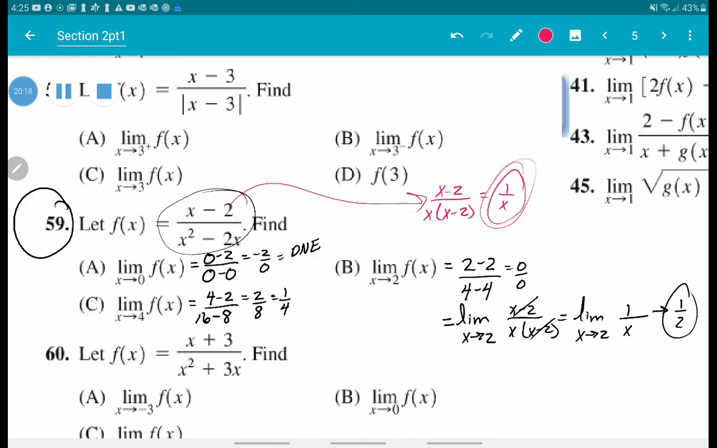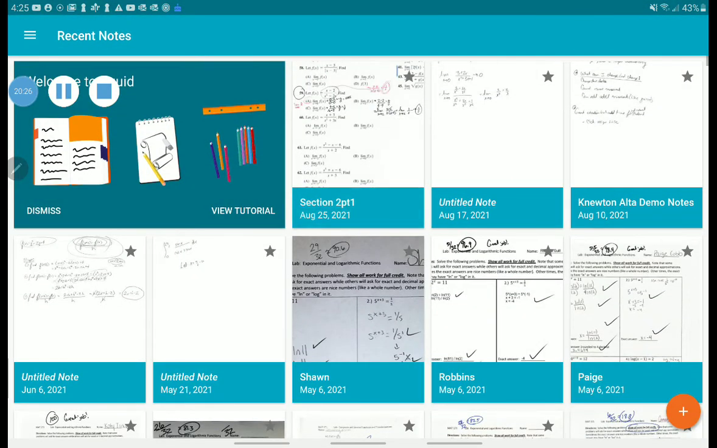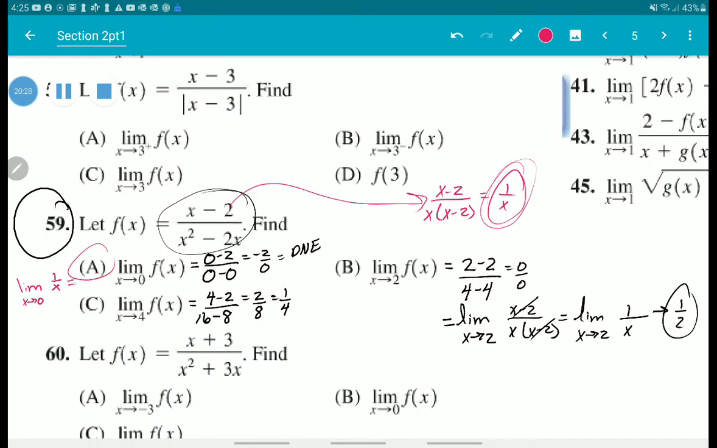So if we were to use this 1 over x here for part A, we could take the limit as x approaches 0 of 1 over x. We will get the same answer. That one still has an issue because you can't divide by 0. So it still would be undefined or does not exist. Part C, we would still get the same answer if we take the limit as x approaches 4 of that reduced function, 1 over x. We will still get 1 over 4.